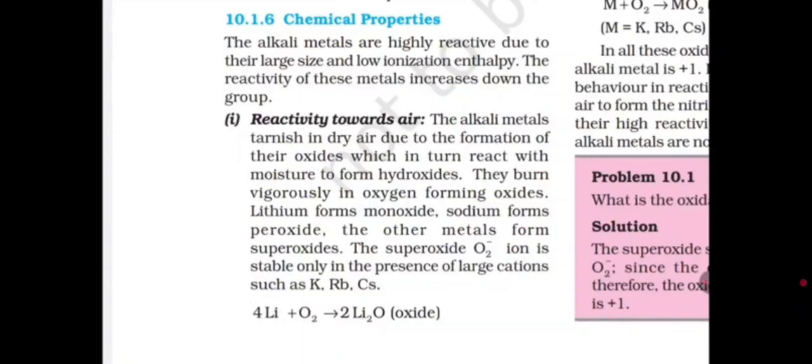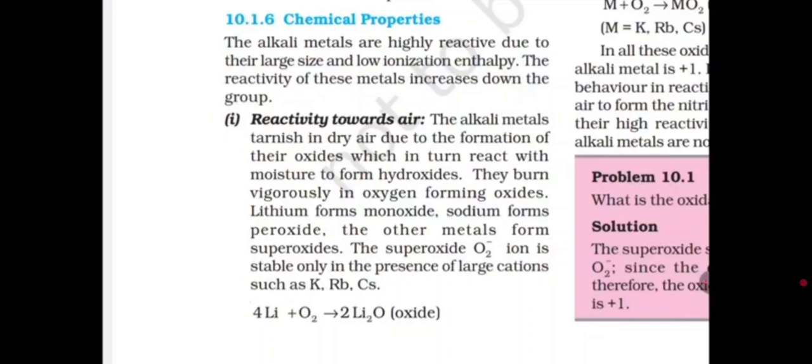First is reactivity towards air. The alkali metals tarnish in dry air due to the formation of their oxides, which in turn react with moisture to form hydroxides. They burn vigorously in oxygen forming oxides. Lithium forms monoxide, sodium forms peroxide. The other metals form superoxides. The superoxide O2 negative ion is stable only in the presence of large cations such as potassium, rubidium and cesium.